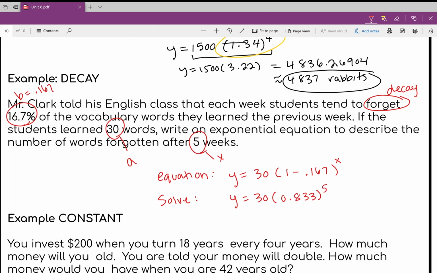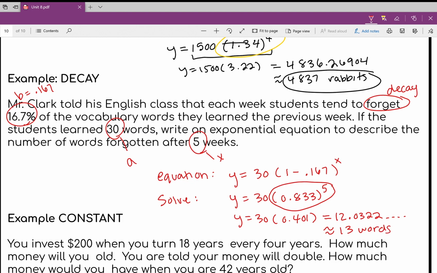So remember, I do this part first on my calculator on my phone. So 0.833 to the power of 5. So I get y is equal to 30 times 0.401. And then I multiply by 30. And then I get 12.0322, and so on. So I'm going to round that to approximately 13 words.